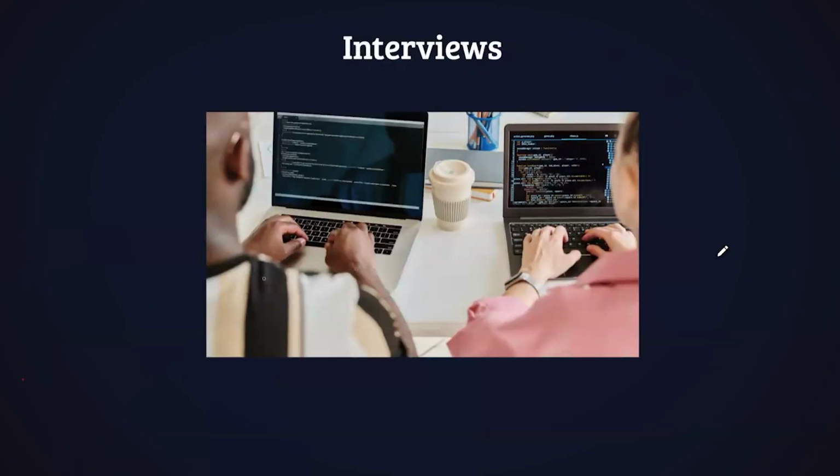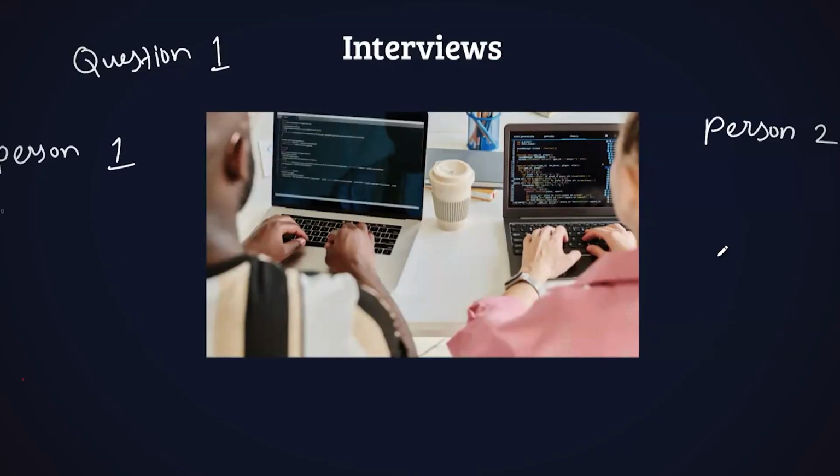Interviews. This is a very important one. For example, there is one question. Question one. There are two persons, person one and person two. Both of them solve the question, and both of them have given one solution. Person one's solution takes 5 seconds to run, whereas person two's solution takes only 2 seconds to run. So the interviewer will choose this person.